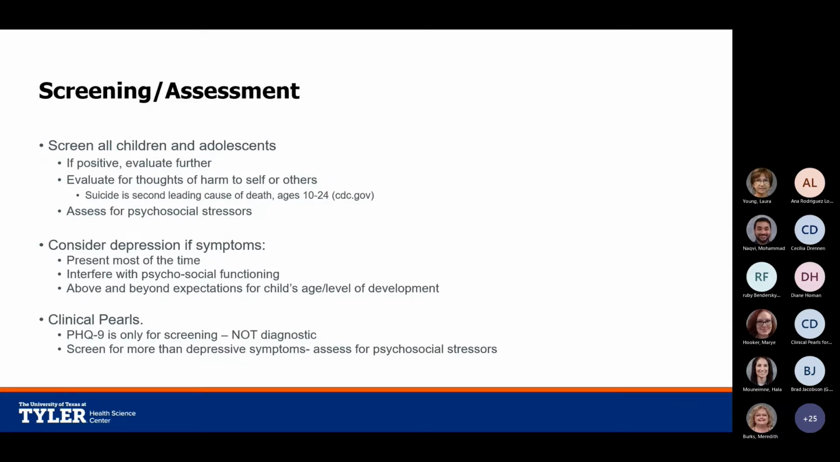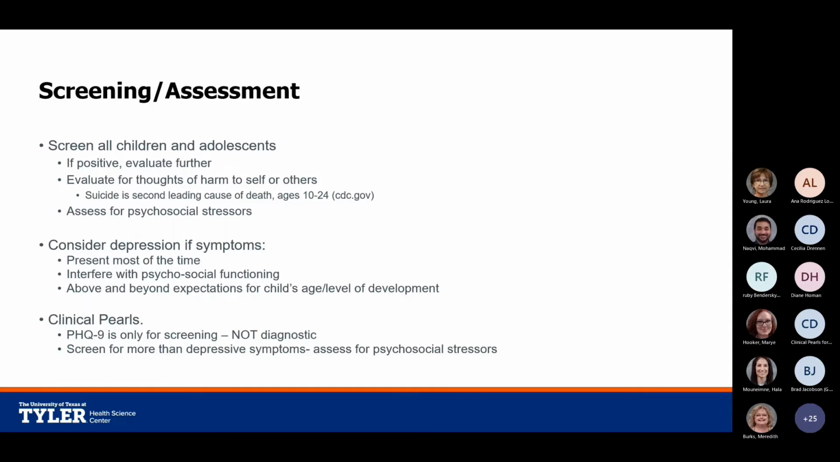And then we also need to assess for the presence of psychosocial stressors, which can precipitate depressive symptoms. So we need to look for things, changes in environment, changes within the home, changes at school. Is there any bullying going on? Is there family divorce? Is there a death in the family? Any kind of changes, we need to assess for those psychosocial stressors as well.